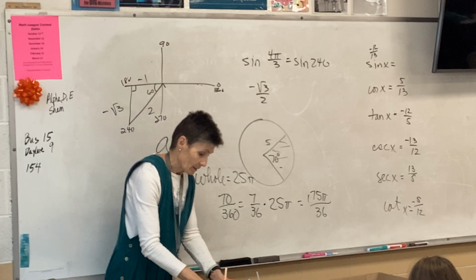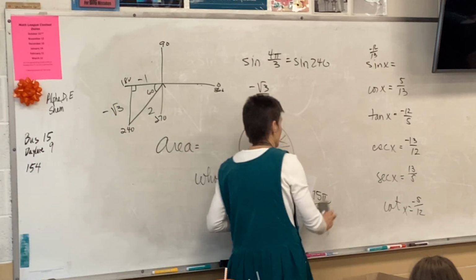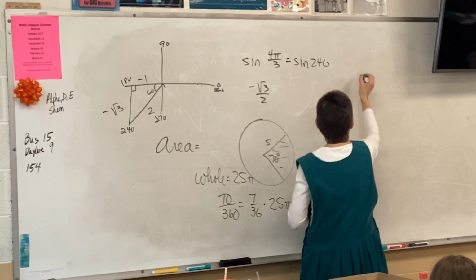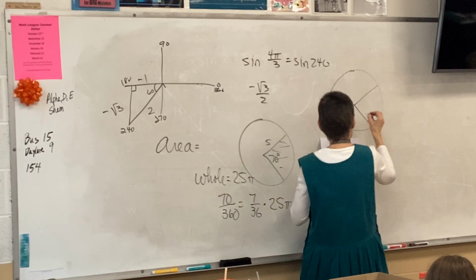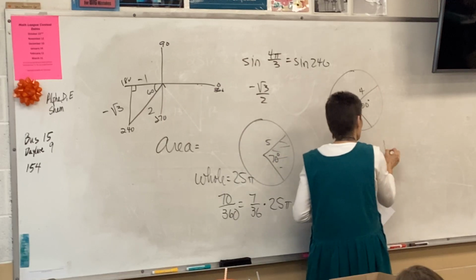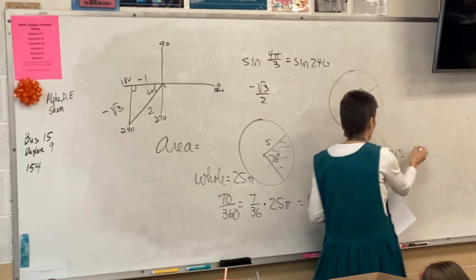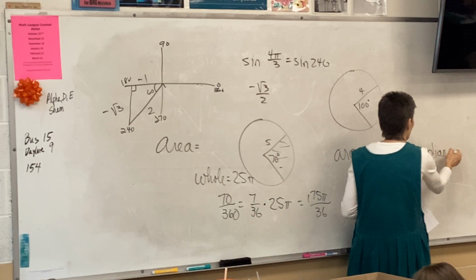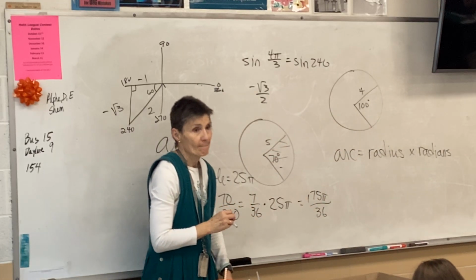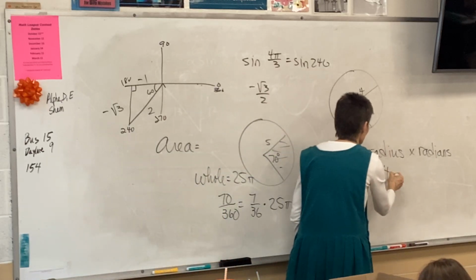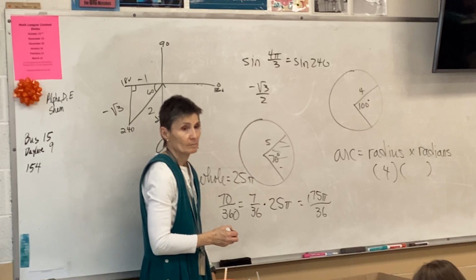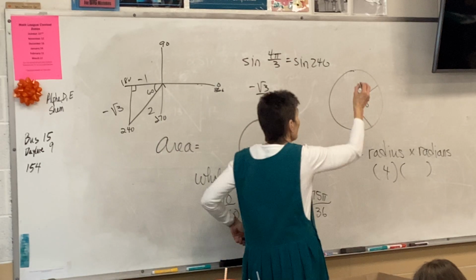Now, that's different than arc length, because arc length requires me, at least if I do this formula, to have the radian measure of the angle. I know my radius is 4. I need to find the radian measure of the angle. Remember how to do that?